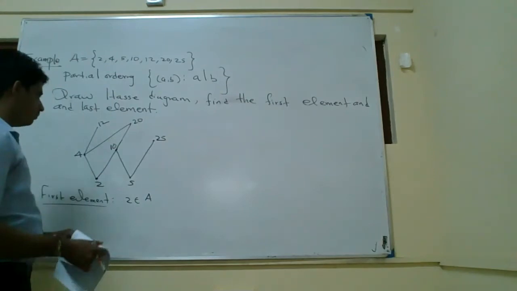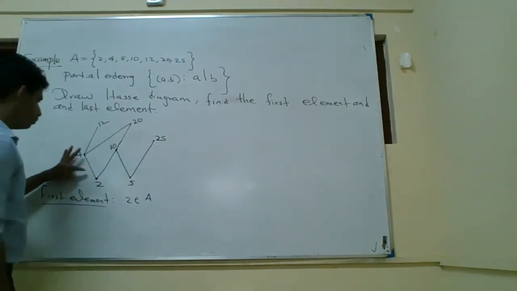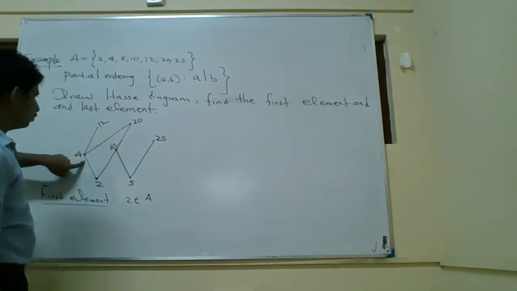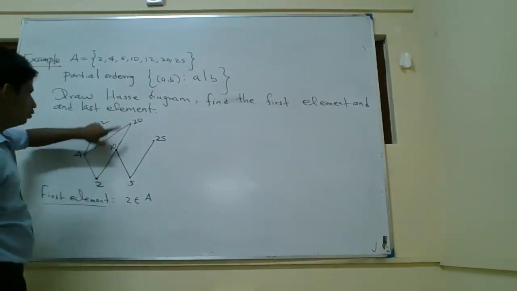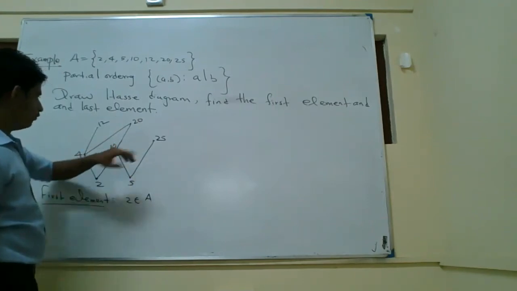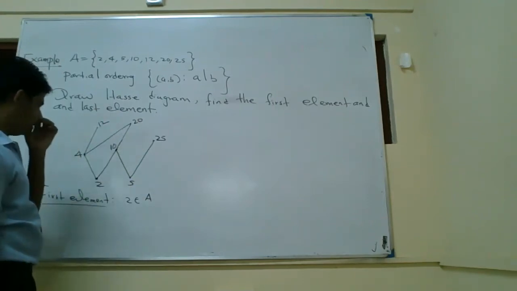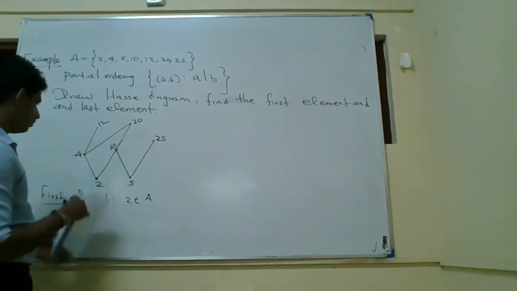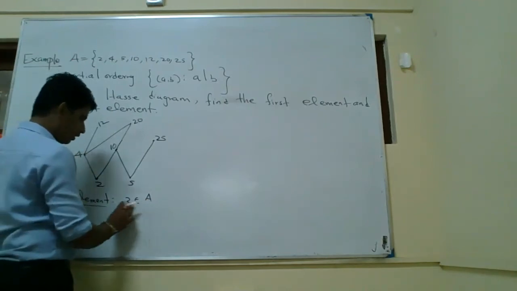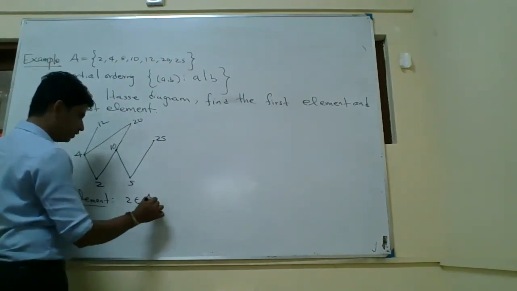Start from 2 because 2 to 4 and 4 to 12, 2 to 4 and 4 to 20, 2 to 10 and 10 to 20, 5 to 10, 10 to 20, and 5 to 25, 2 to 20. Therefore, from this element, the first element is 2. 2 belonging to A is the first element.